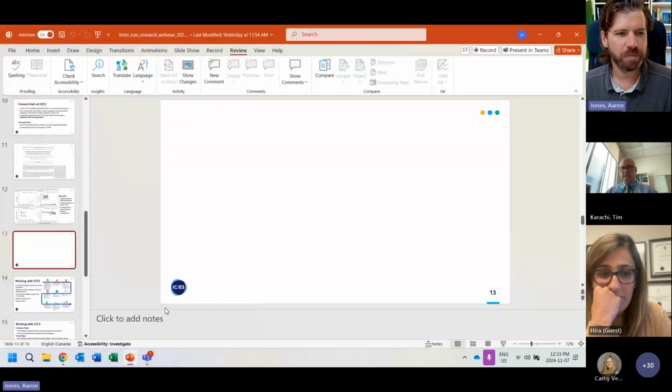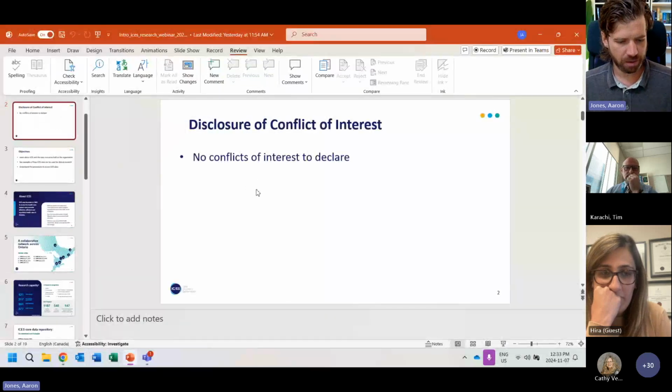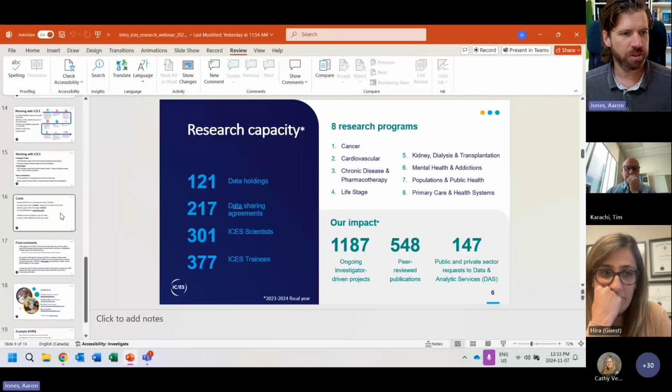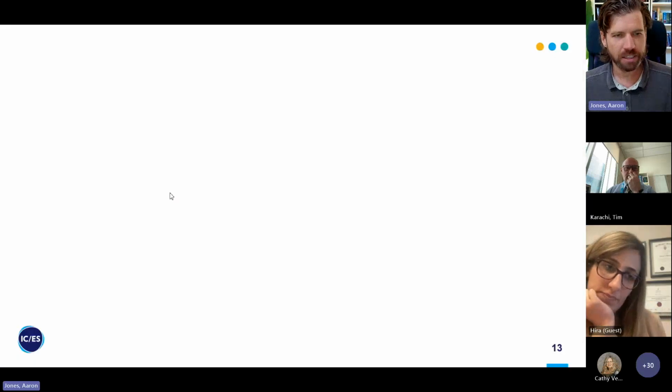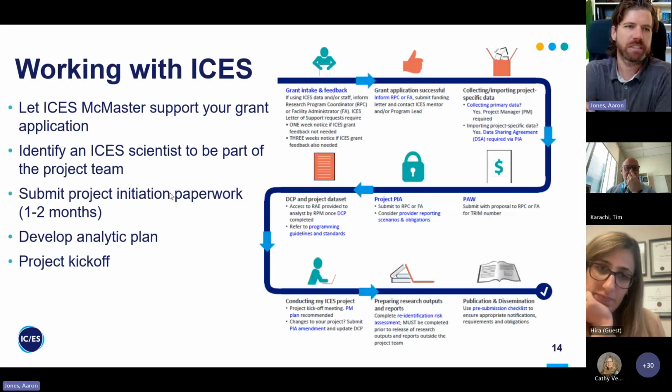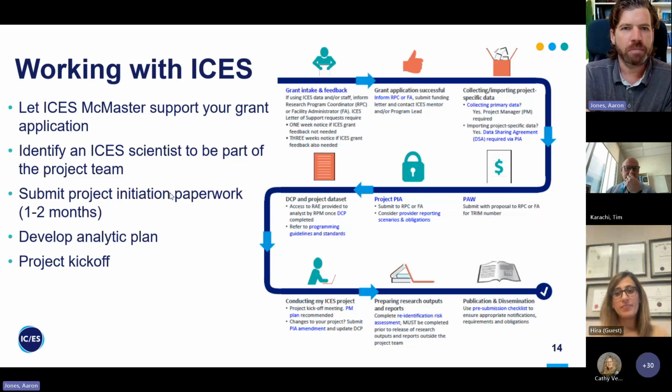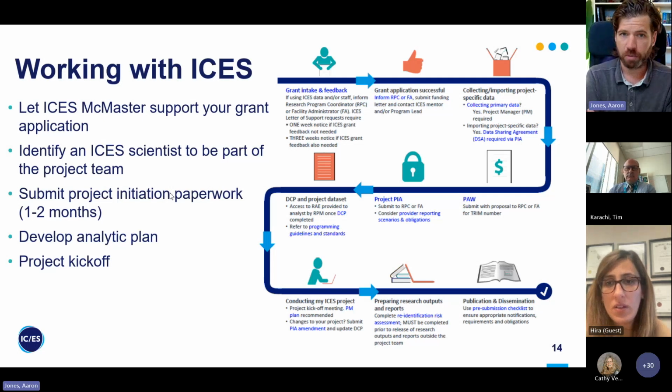So going back to the presentation now, the third part of our presentation is going to be on how you might access ICES data. I'll suggest that you start at the beginning, at the project ideation stage. If you work with the ICES McMaster team, we can help you with some questions about feasibility. Is this kind of project even possible? What might be able to be done? And we can give you a letter of support to help support your grant application.